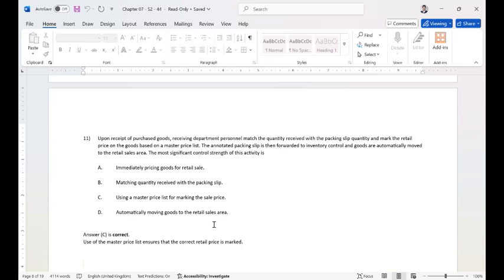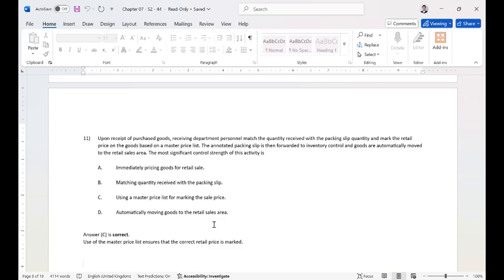The most significant control strength of these activities? Definitely not D, immediately pricing goods for retail sale. Matching quantity received with the packing slip, these are wrong, because they're checking against the packing slip, which is also issued by the supplier itself. Same source, no? Matching the quantity received with a PO or something like that would have made more sense.